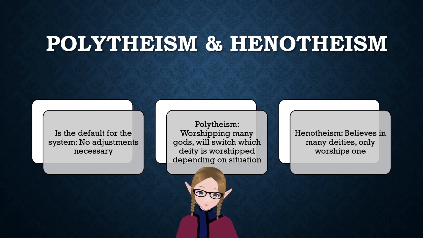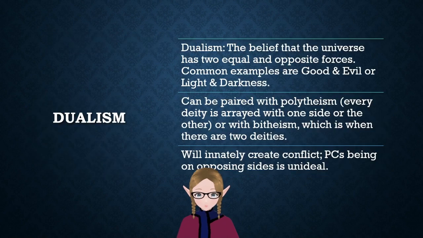For instance, if the empire worships a certain deity, it may mandate that all of the people living in the empire also worship that deity. Henotheists will come into direct conflict with them, because a henotheist will only worship one deity. You could use this for many different plot points, and I just wanted to give a little to consider here. The last one I'm going to mention is dualism.